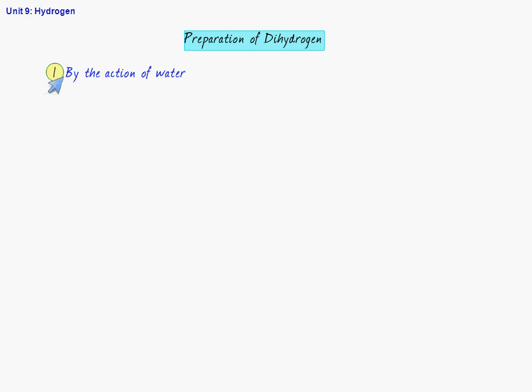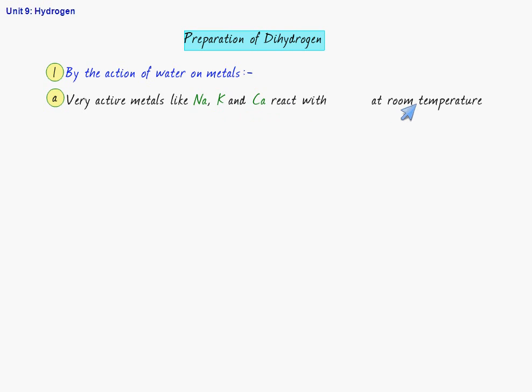by the action of water on metals. The various metals differ in their reactivity, and therefore the various metals react with water to form hydrogen under different conditions. For example, A. Very active metals like sodium, potassium and calcium react at room temperature to evolve hydrogen.